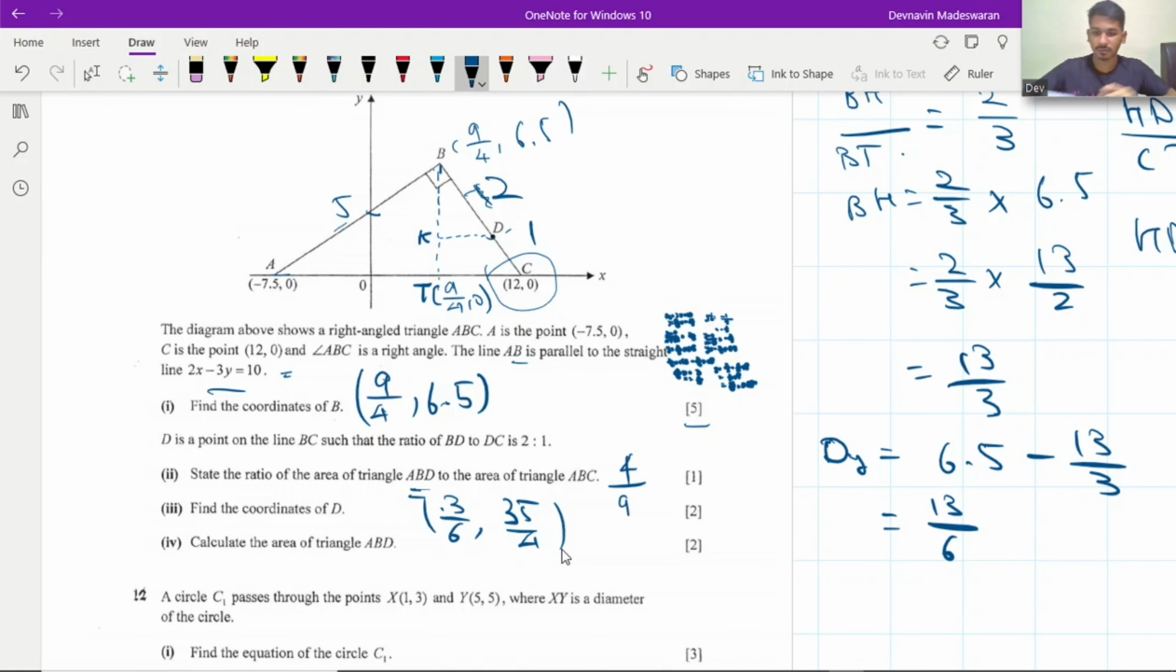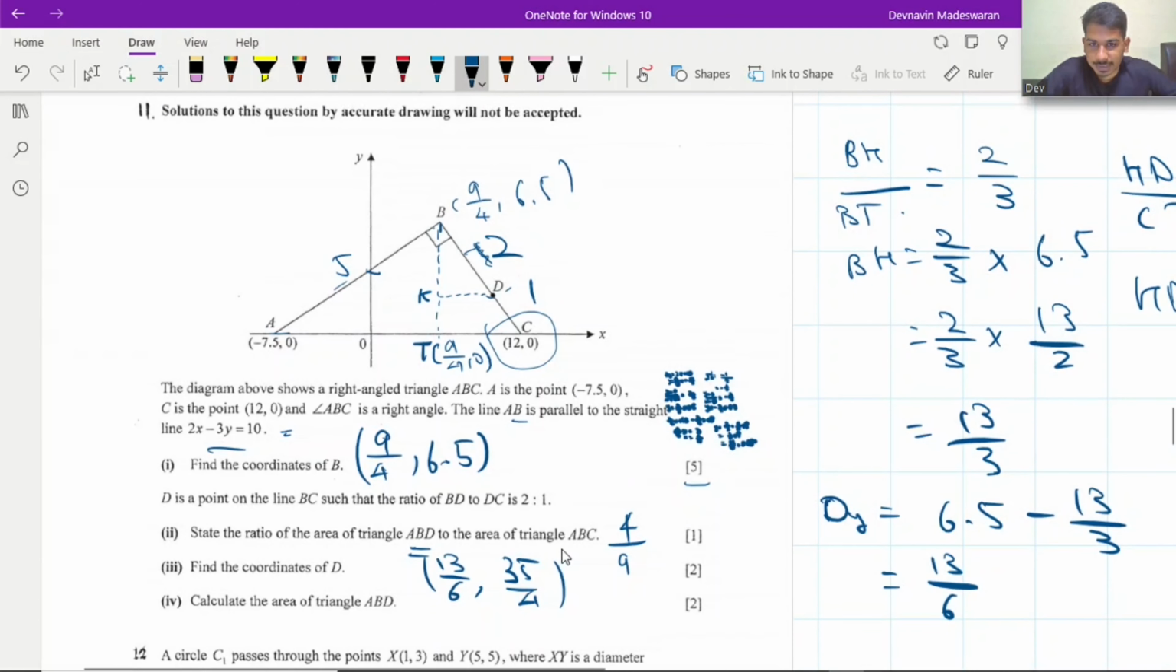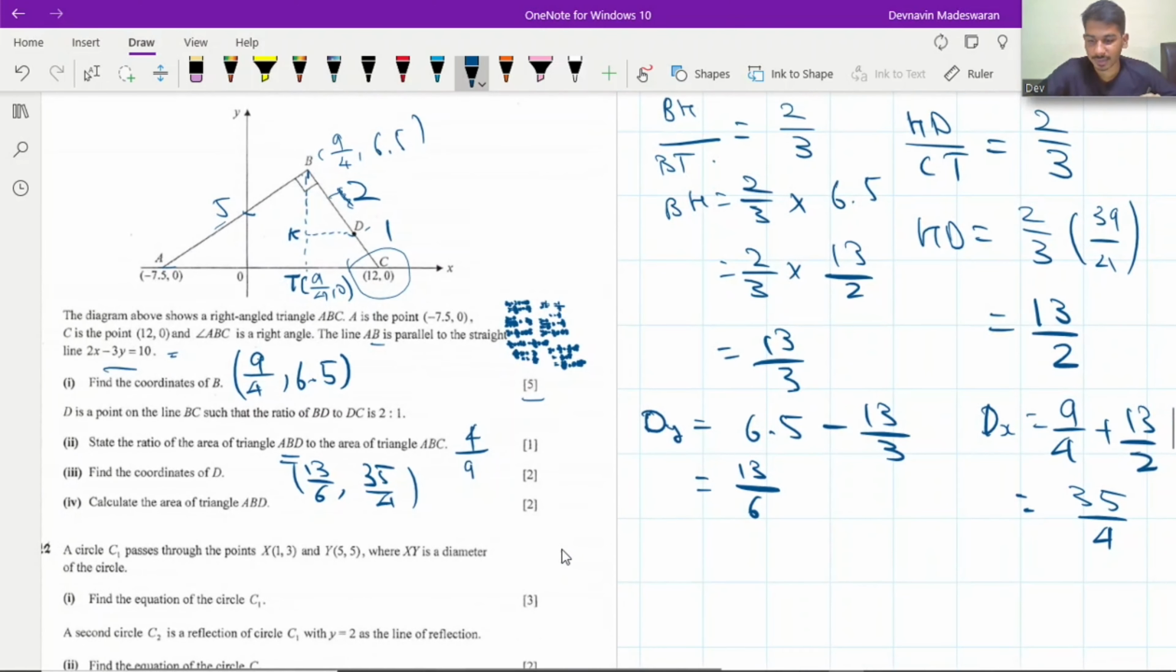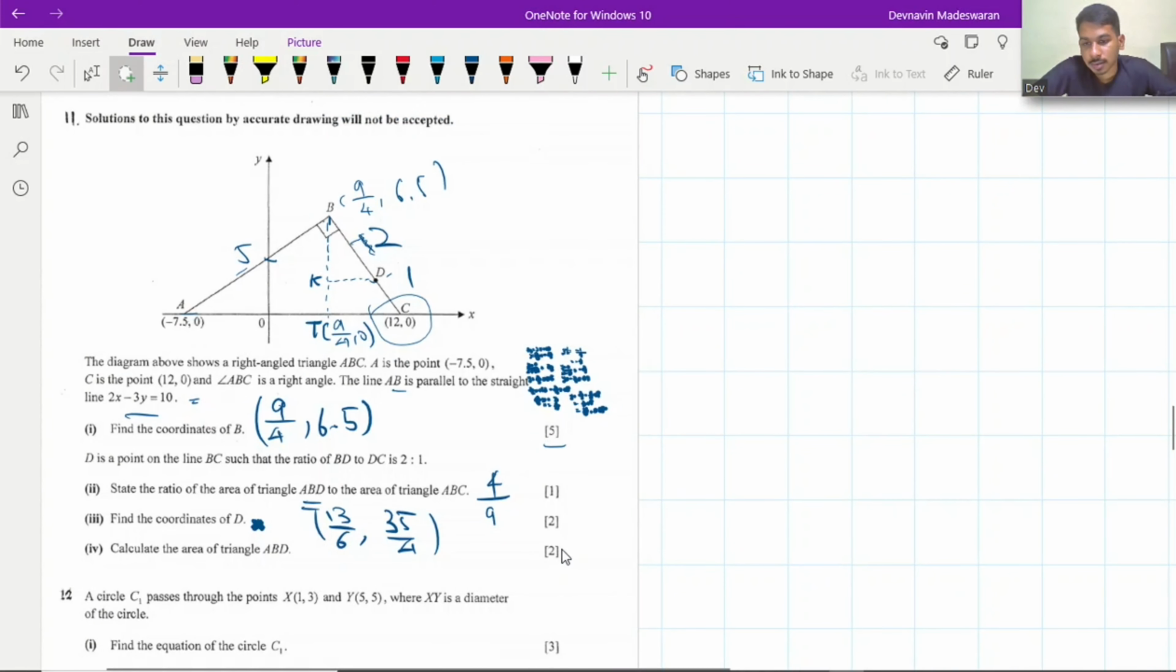Find the area of the triangle ABD. Or we can use the shoelace method. Yeah. Okay, let me clear. Okay, wait. I'm trying to see if there's any connection between the questions. Usually there's a connection between the questions. Like, what's the point of doing all those things? I'm trying to find ABD.